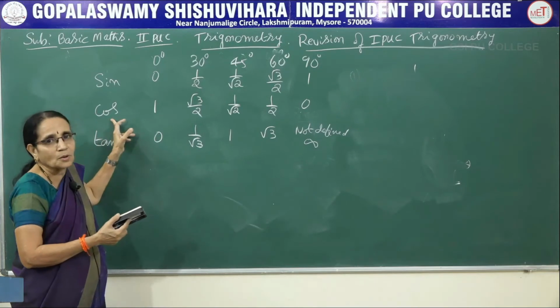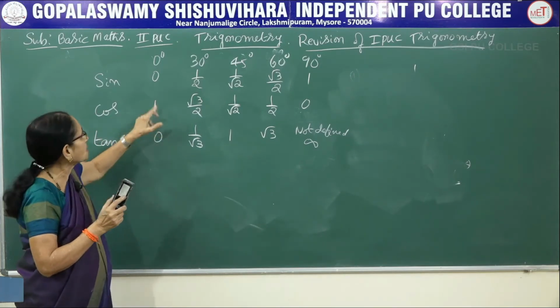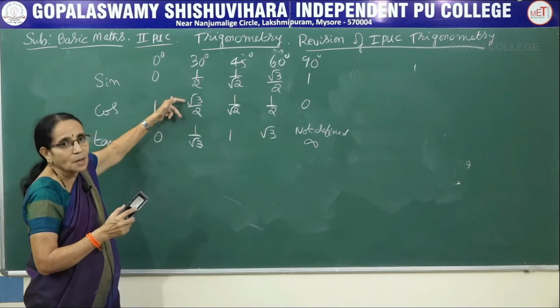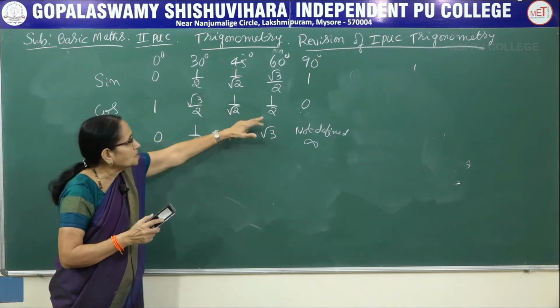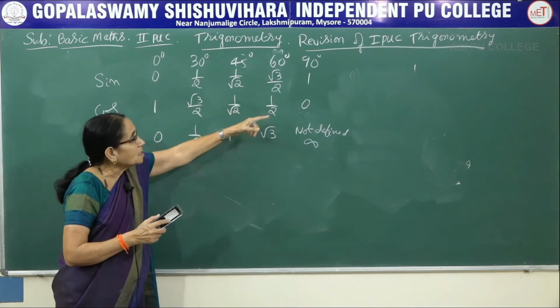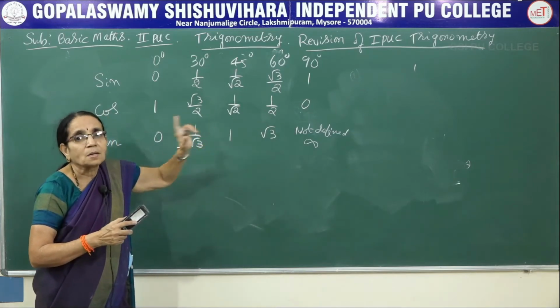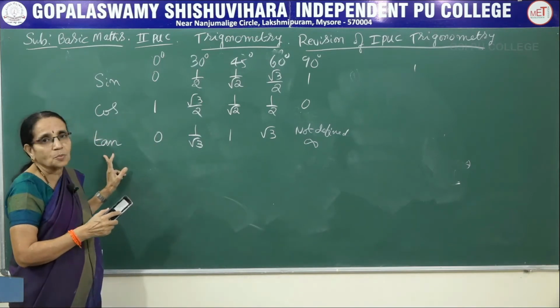Come to the reciprocal of cos. Cos has got the reciprocal secant theta. So secant 0, it is 1 by 1. Secant 30, the reciprocal means 2 by root 3. Secant 45, root of 2. Secant 60, 2. And the secant 90, again it becomes 1 by 0. We say not defined. And next one, the cot is the reciprocal of tan.